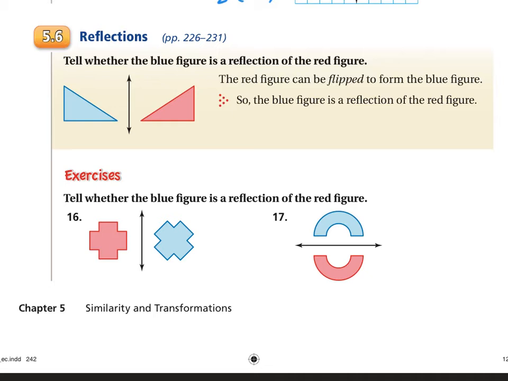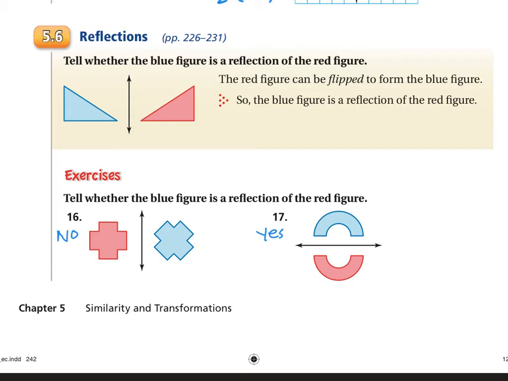5.6 is talking about reflection, and the first one we have is number 16. Tell whether the blue figure is a reflection of the red figure. The red one is going to be the original and the blue one is going to be your image. And reflection means mirror image. All you have to do is see if these figures are mirror images of the original. Obviously, the first one is no, and the second one is yes in this case.